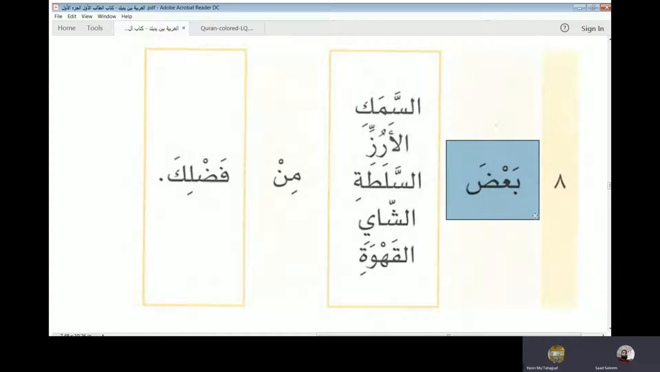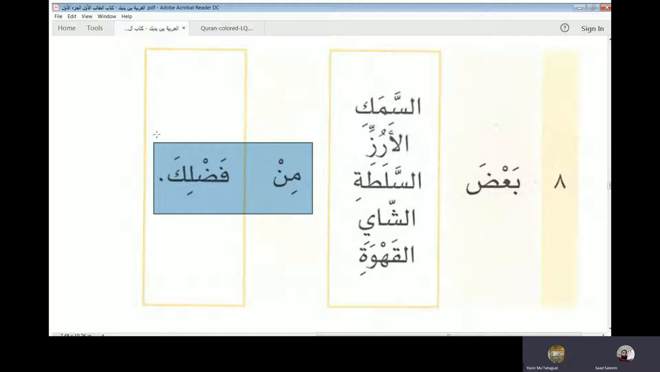Okay, I got it. So it's badal aruzi, badal aruzi min fadlika. Min fadlika. Badal salatati min fadlika. Badal shay min fadlika. Badal qahwati min fadlika. Why are we using ka here?